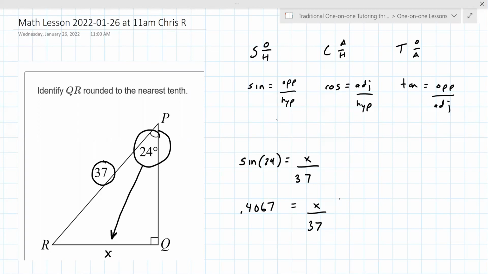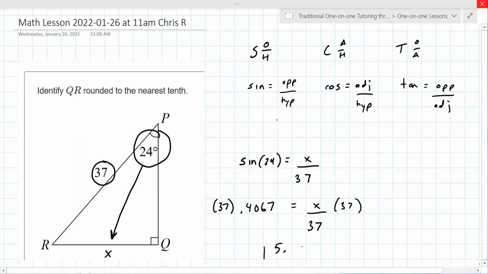To solve for X, you multiply both sides by 37. So you're going to multiply that number you just found by 37, and you should get 15.04, roughly. How was that? Was that understandable? Yeah. Okay.